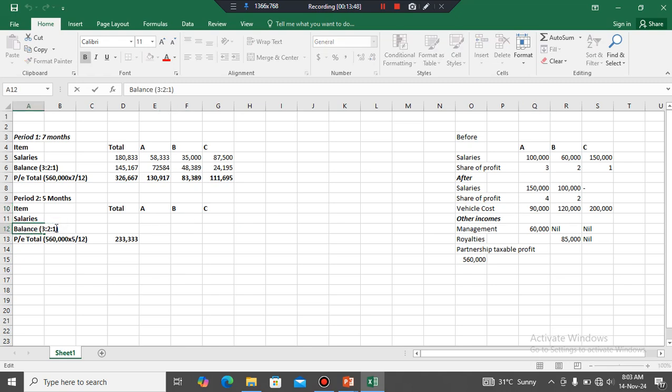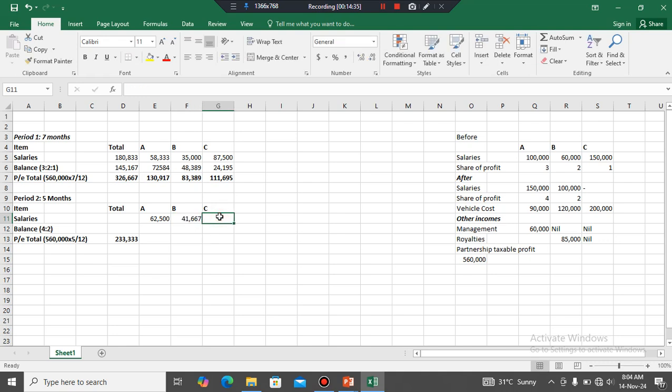So we say the ratio is now 4 to 2. So now what do we do here? We get this salary first, 150,000. So we say 5 divided by 12 times 150,000. It's giving us 62,500. And then you also have 100,000 here multiplied by 5, divide this by 12. It's giving us 41,666.